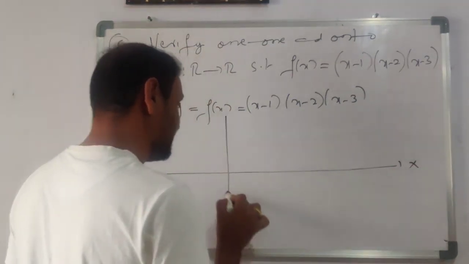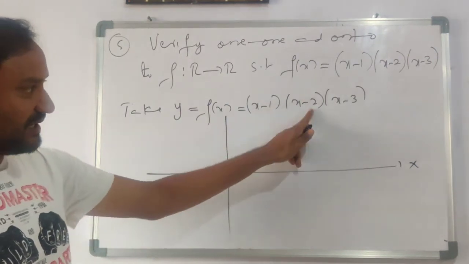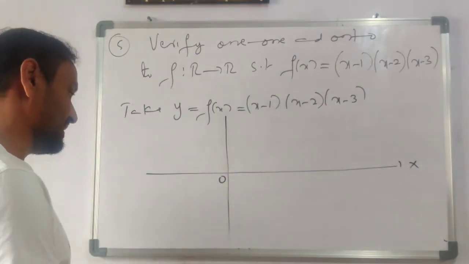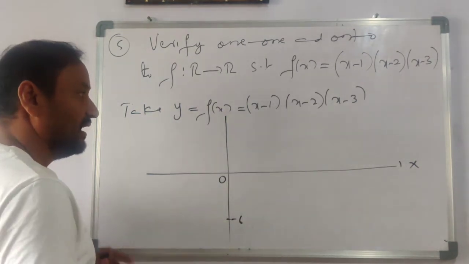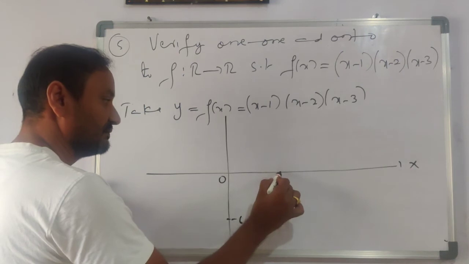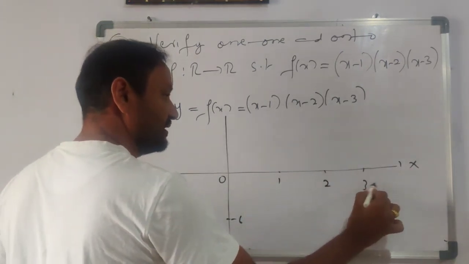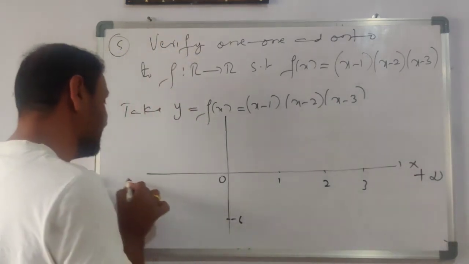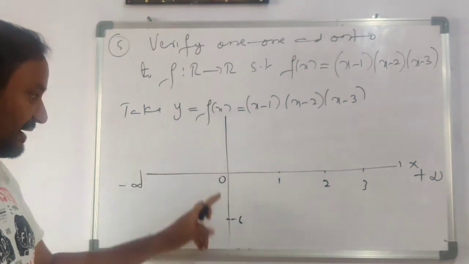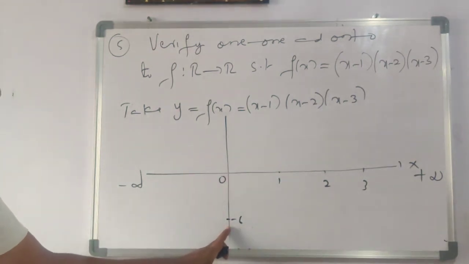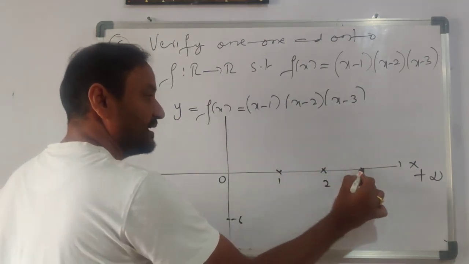This is the x-axis. When you take x equal to 0, minus 1 into minus 2 into minus 3 is minus 6. So take minus 6 here, and take the values 1, 2, 3, plus infinity and minus infinity. So clearly the graph is intersecting the y-axis at minus 6, and at x equal to 1, 2, 3 it is 0.